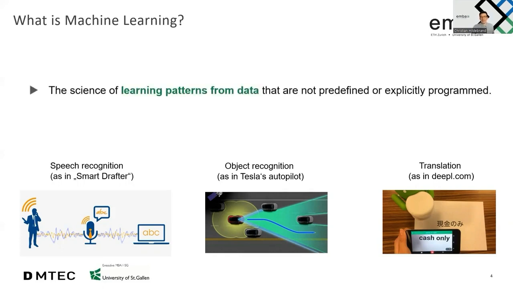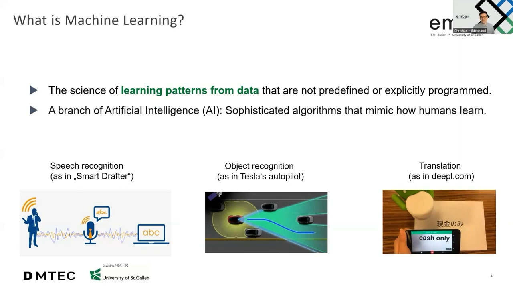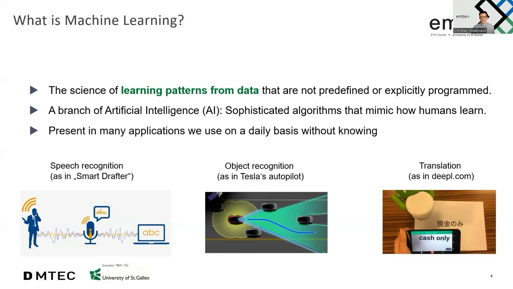Machine learning is the science of learning patterns from data. And the important part here is that they're not predefined or explicitly programmed. So when you think about it, all these examples that we had here, speech recognition, recognizing objects, or translating one set of words into another set of words, or maybe even symbols. So think about also languages that don't have characters and letters that we have here in Switzerland, but you might use symbols and Cyrillic, or you have Chinese and whatever language that is using symbols as opposed to letters. So these are all tasks where machine learning is helping us to use algorithms that mimic how we as humans learn. The bottom line is these are all things that are present on an everyday basis.